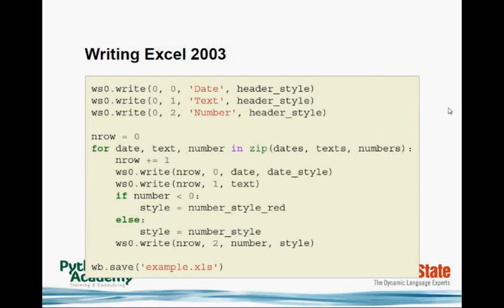So we just do the same thing. We write a header first, addressing our cells by index, write text in there, and then we have a loop. We set our n row to 0, and then we loop over all dates, all texts, and all numbers. And then we write our data at the appropriate columns. I always increase the row once, and then I write to this column. And if the number is less than 0, then we want to make it red, so we use the red number style. Otherwise, we use a normal number style.